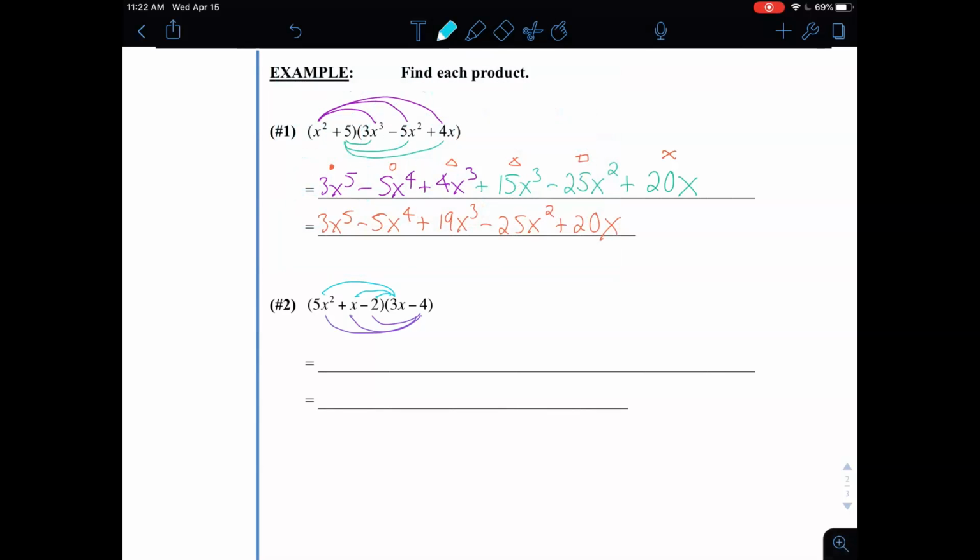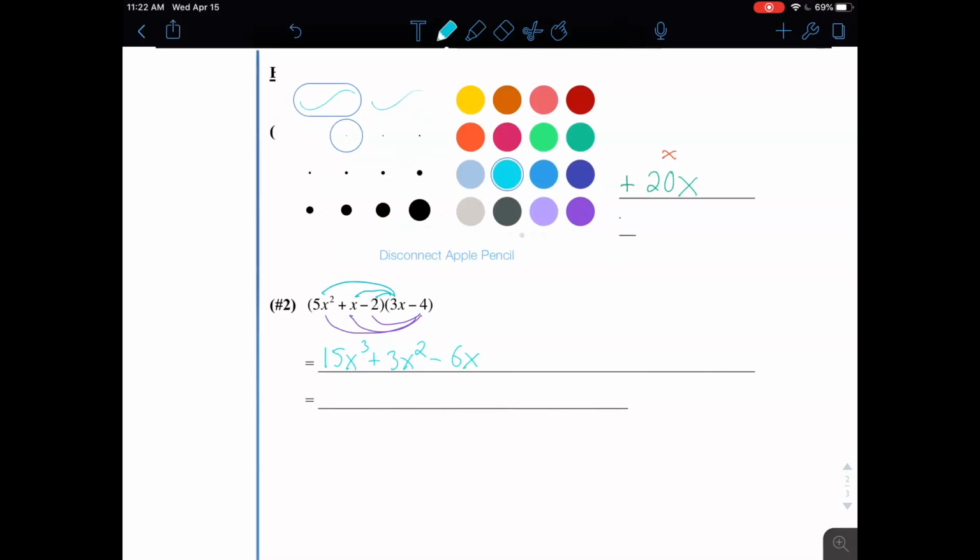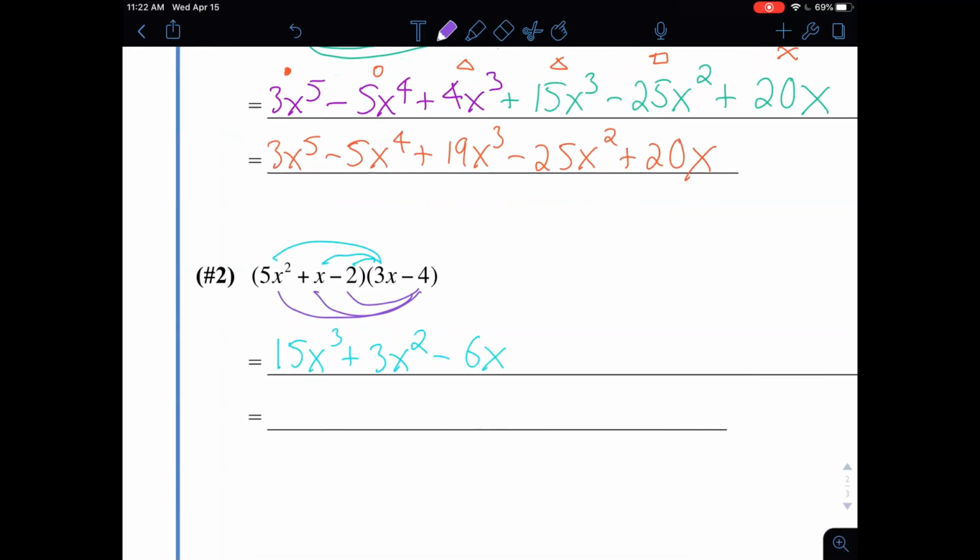All right, so we had blue. What is 3x times 5x squared going to be? Should be 15x to the third. And then what is 3x times x? Plus 3x squared. And what is 3x times negative 2? Negative 6x. All right, and then we've got negative 4 times 5x squared, which is negative 20x squared. And negative 4 times x is negative 4x. And negative 4 times negative 2 is plus 8.